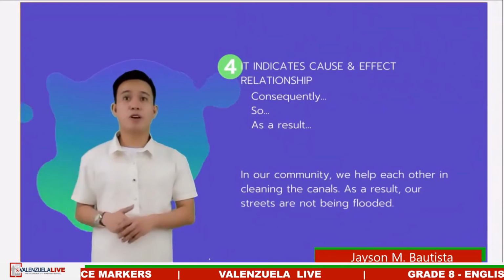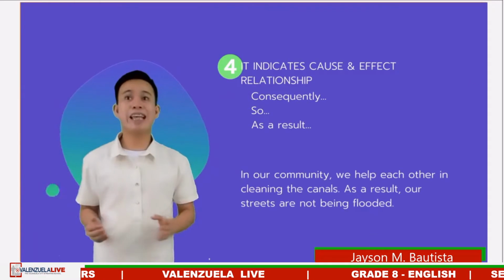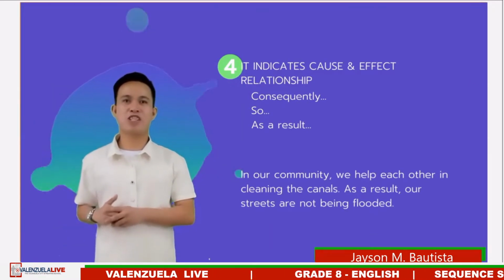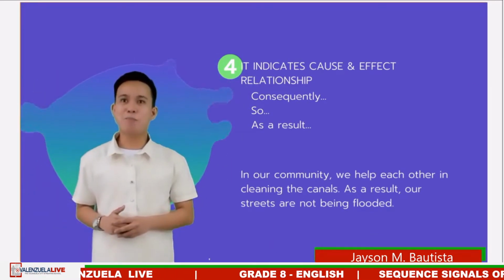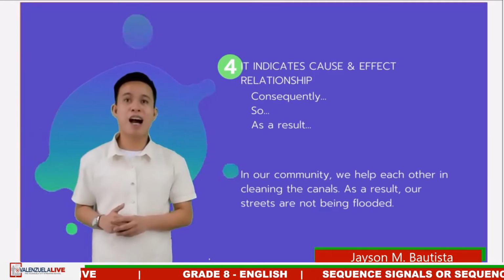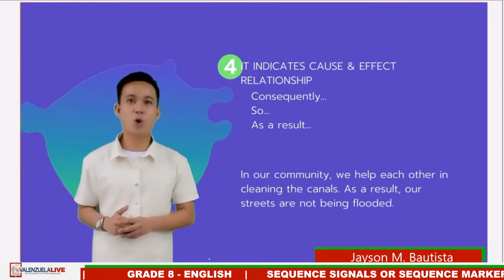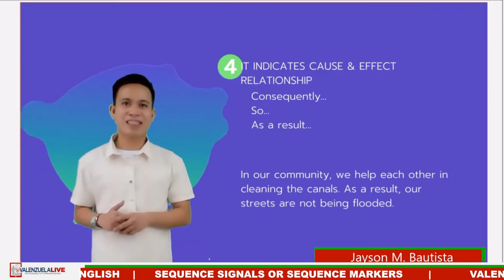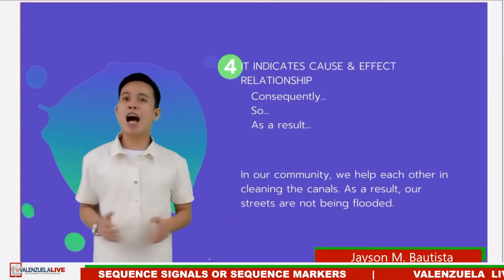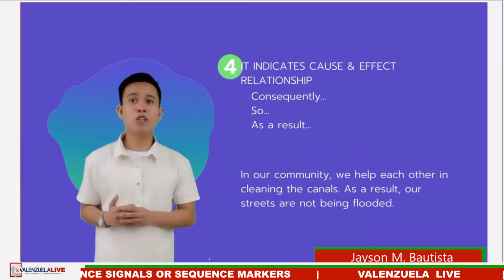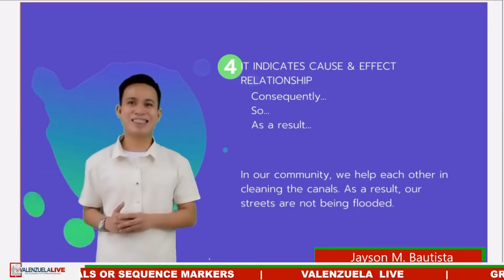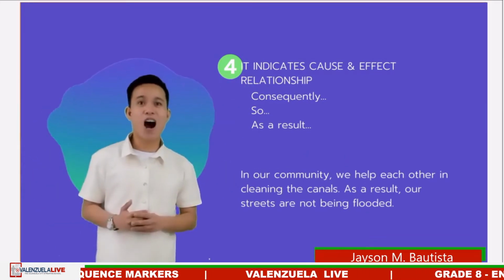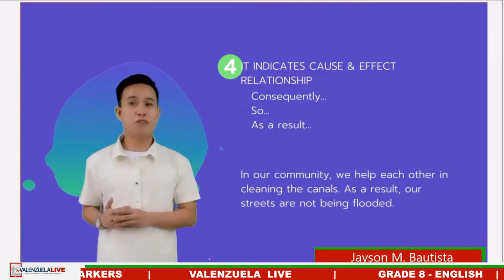Moving on to the fourth type, it indicates cause and effect relationship. This type uses words such as consequently, so, as a result. Let us take a look at this example. In our community, we help each other in canals. As a result, our streets are not being flooded.